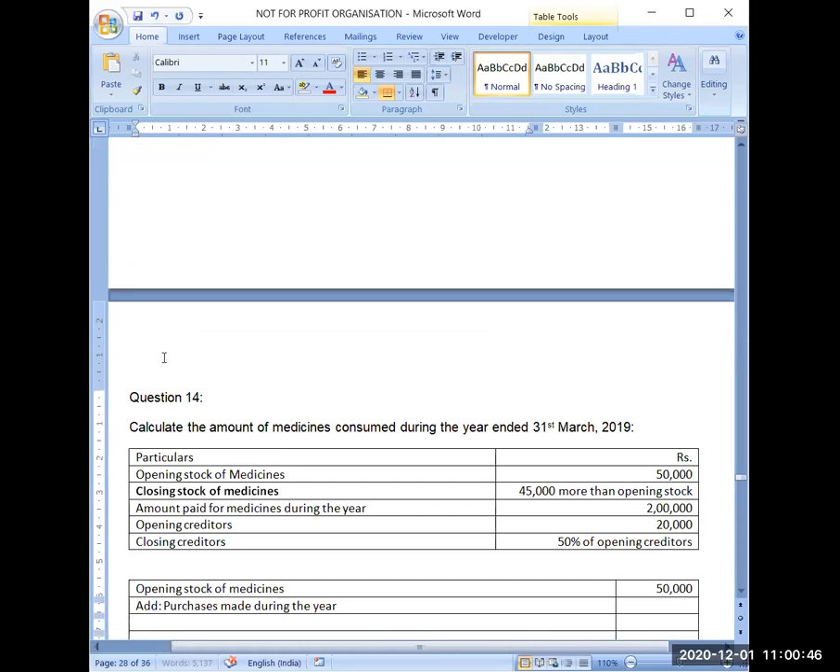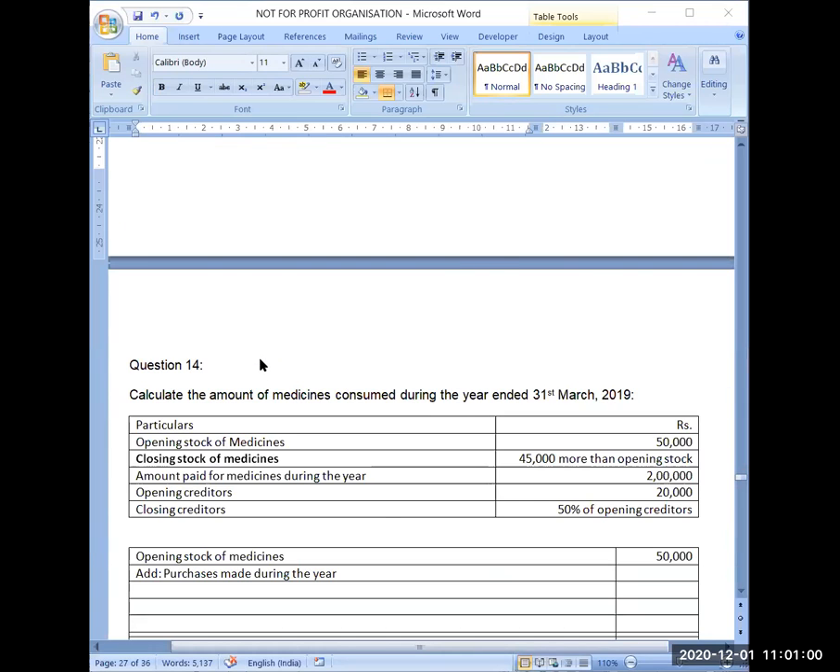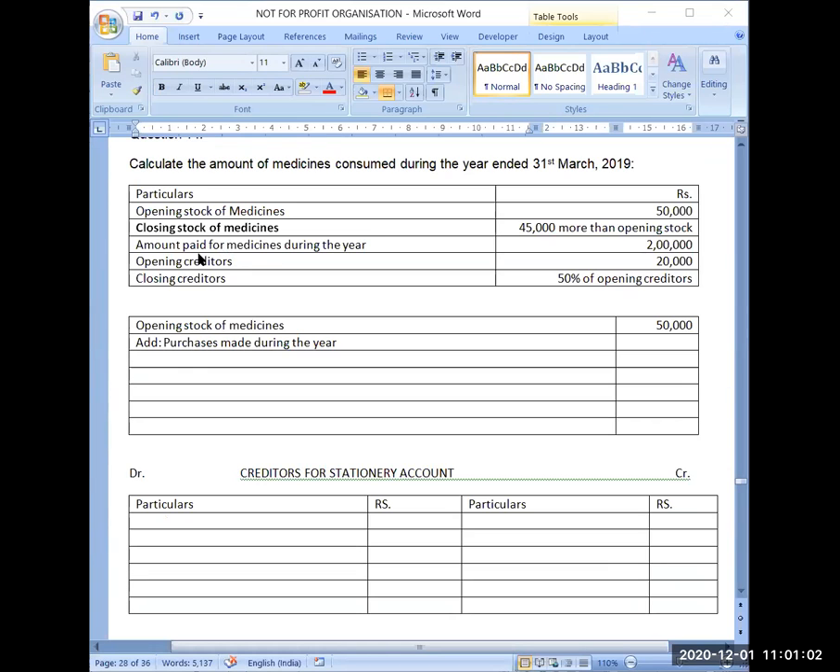Now see the previous question. Here also you have been given payment made, but you have not been given the creditors account balance. That's why this payment made has been treated as purchase made during the year. But here you have been given the information for payment done for medicines, but along with that you have been given information regarding creditors also. So we will first make the creditors account for determining how much we have purchased during the year. How will we prepare the creditors account?